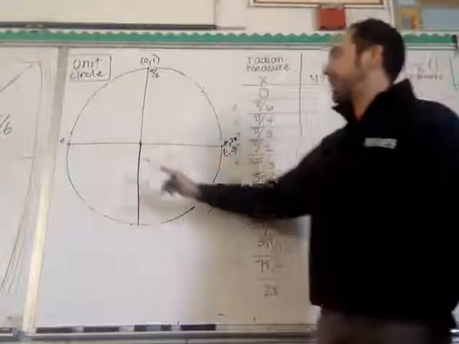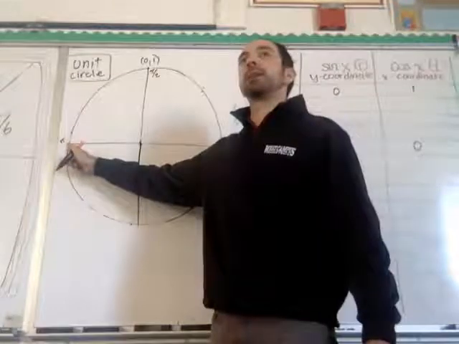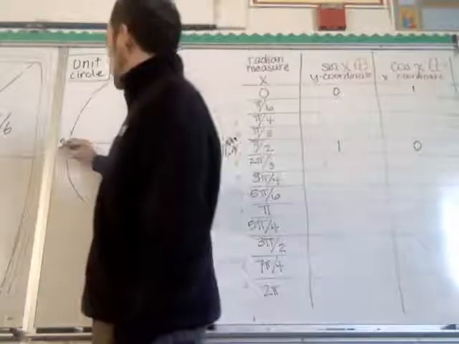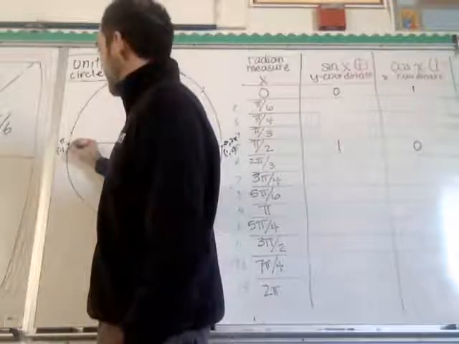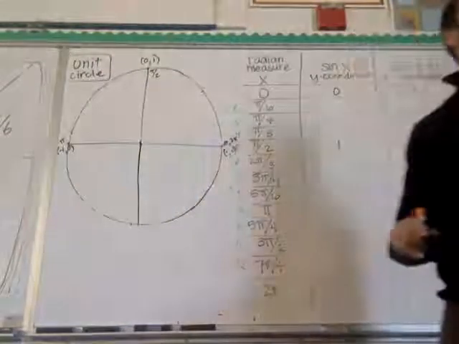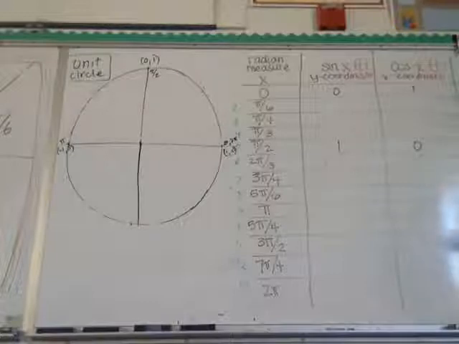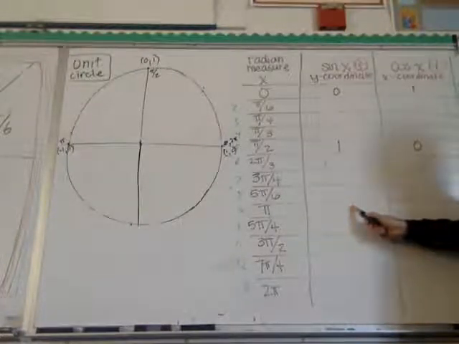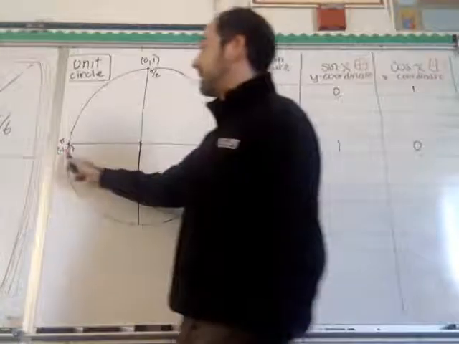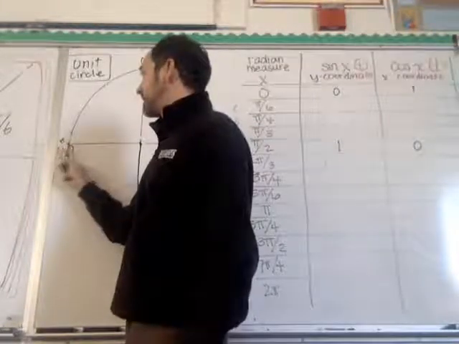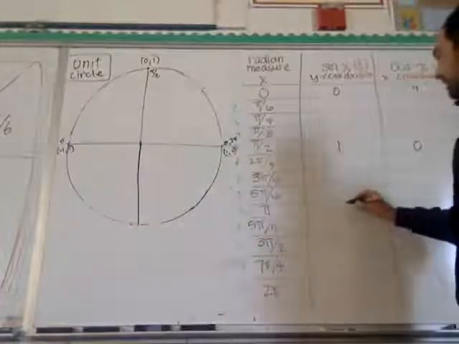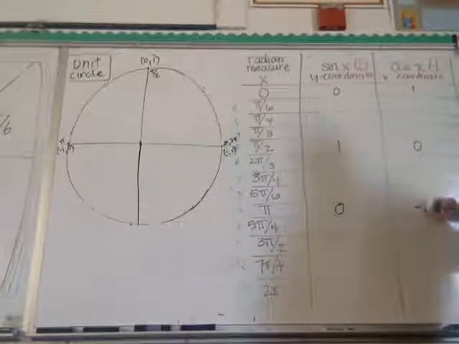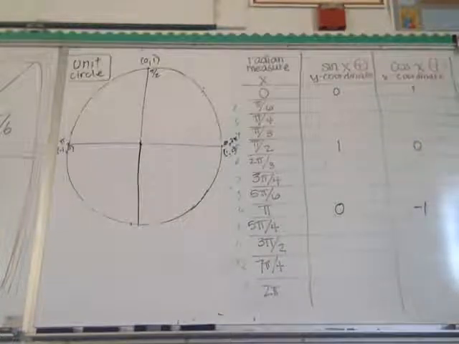What would we have at pi? What's my point at pi? I heard it the second time. I'm going to listen to the second thing you said. What is my sine value at pi? How do I know? I look at the ordered pair at that point. It's -1 and 0, so y is my 0. I think I have a way to help you remember this. Sine is the y-coordinate, cosine is the x-coordinate of theta.